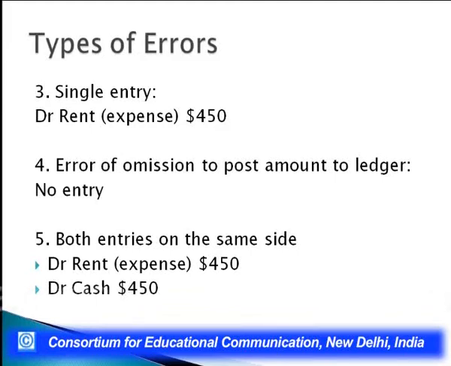Now the fourth, error of omission to post amount to the ledger. You omitted. In the fourth one, what is happening? You neither debited rent nor credited cash. You were supposed to debit rent by 450 and credit cash by 450, but you omitted. Error of omission means you forgot to do either part in the recording. Definitely nothing has happened in the ledger book.